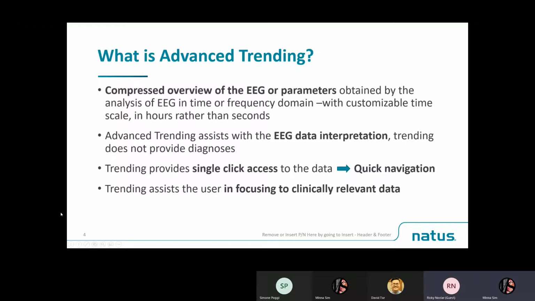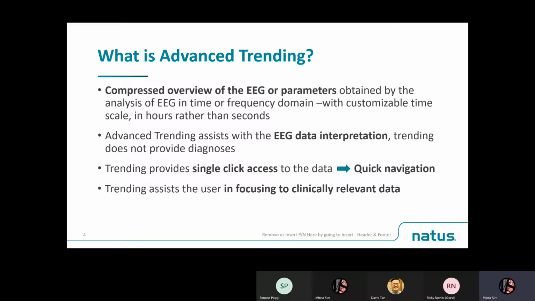First things first, we need to understand what is advanced trending. Advanced trending creates a graphical display of the transformed raw digital data from one or more channels drawn on a compressed time scale, which can be customized while analyzing time, frequency, power, and amplitude. For example, a time scale of 6 cm per hour displaying several hours of the raw EEG data on a single graph or page. Trending also provides single-click access to the data.